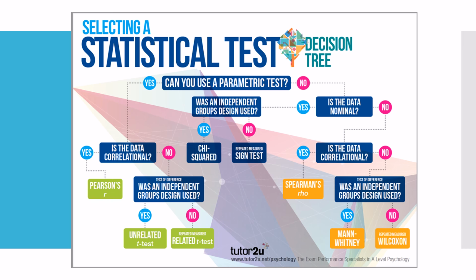Okay, so as you can see from this table, you could do everything on this table to tell me which one it is, chi-squared, repeat as the sign test. The only question you can't answer at the moment, which you'll be able to very soon, is can you use a parametric test? There are two types of statistical test, and you don't need to know much about the difference, but you do need to be able to decide would you use a parametric or a non-parametric test.